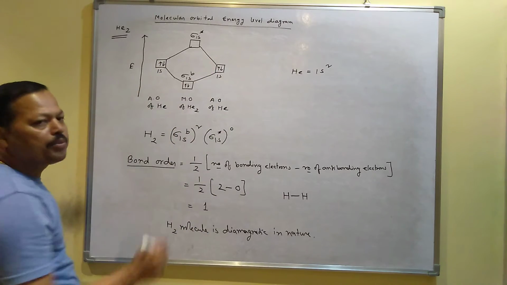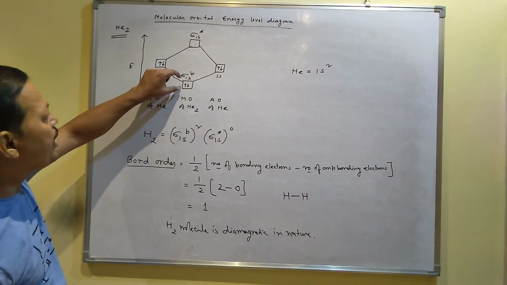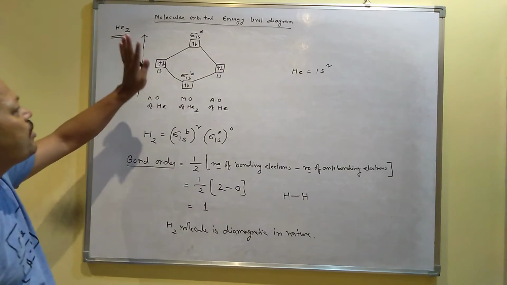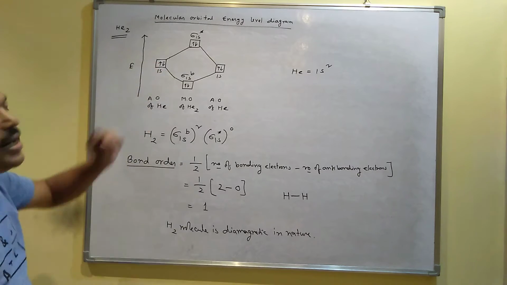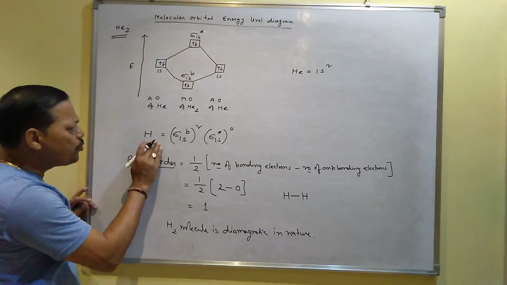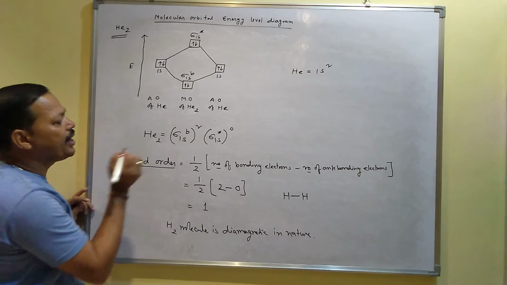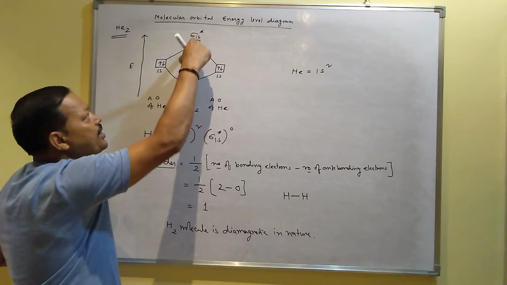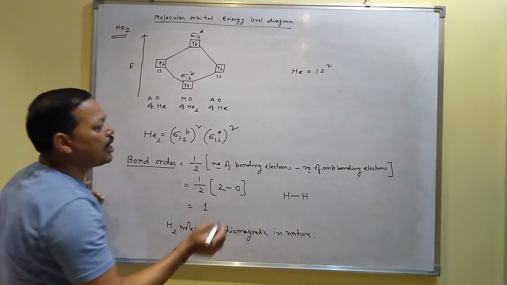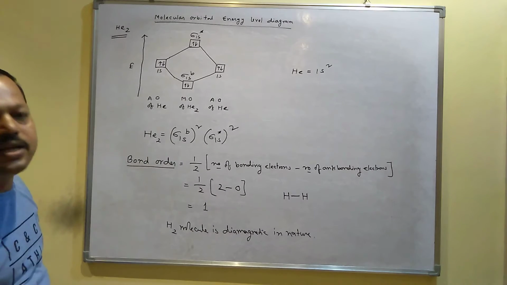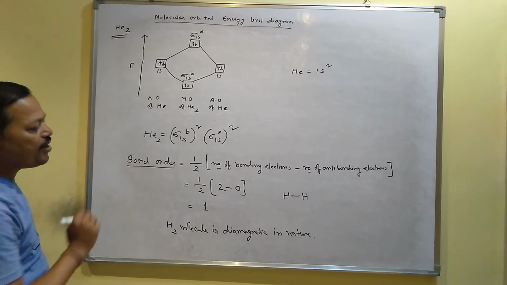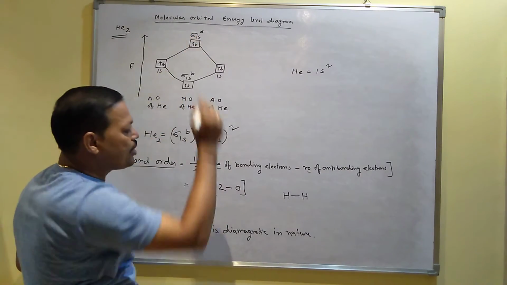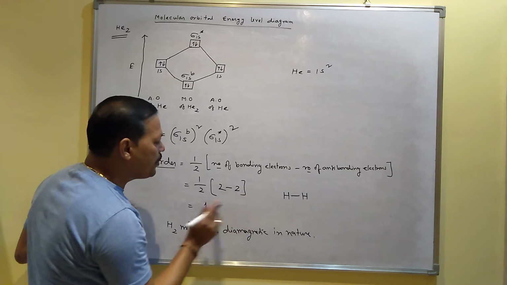So 2 plus 2, how many electrons? Total 4. So 2 electrons should be in bonding, another 2 electrons should be in anti-bonding. So this is the molecular orbital diagram for helium molecule. Now, if you want to write the electronic configuration for helium molecule He2, sigma 1s bonding contains 2 electrons, and sigma 1s anti-bonding also contains how many electrons? 2 electrons. This is the electronic configuration for helium molecule. And if you want to find out the bond order, half of bonding electrons, how much? 2. Anti-bonding electrons, how much? 2. So 2 minus 2, you will get 0.